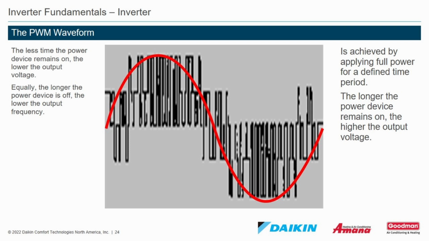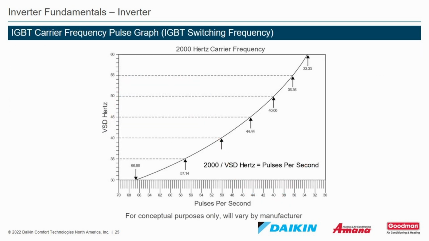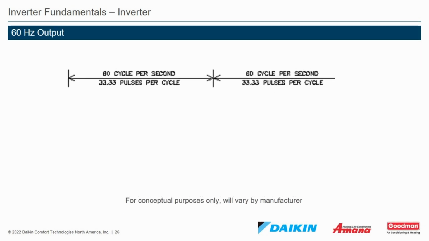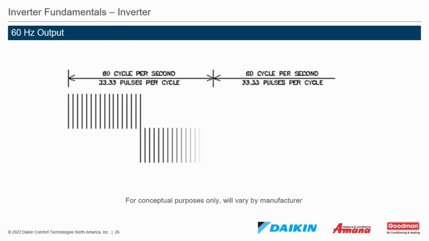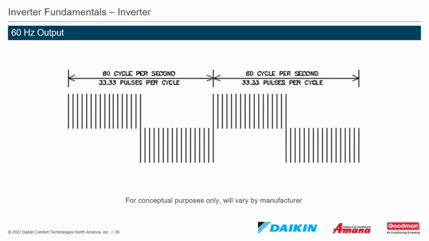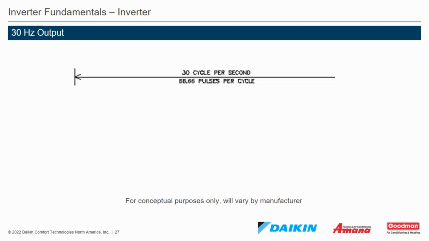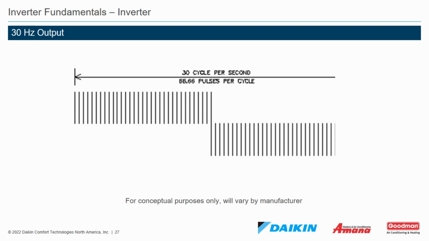This is achieved by applying full power for a defined amount of time. The longer the power device remains on, the higher the output voltage. This is called pulse amplitude modulation. Here is a chart showing the IGBT carrier frequency pulse graph, or IGBT switching frequency. Here's an example of an inverter 60 Hz output. Here's an example of an inverter 30 Hz output.